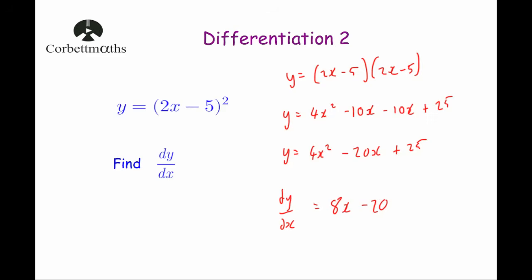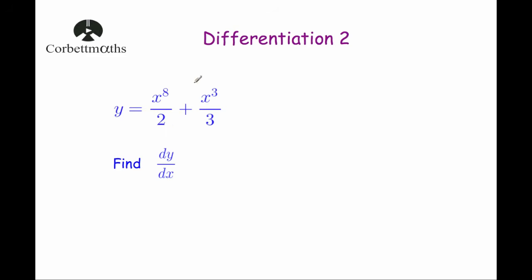Okay, let's have a look at our next question now. So our next question says, well, this time it involves fractions rather than brackets, and it says y equals x to the power of 8 over 2 plus x cubed over 3, and we've been asked to find dy by dx. On first inspection this looks quite difficult, but if we actually do a little bit of rearranging, it becomes something that's quite straightforward to differentiate.